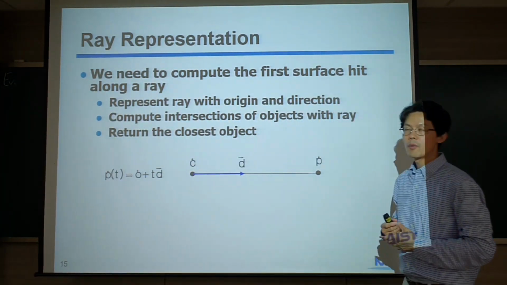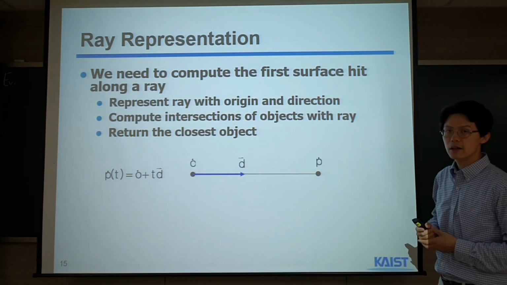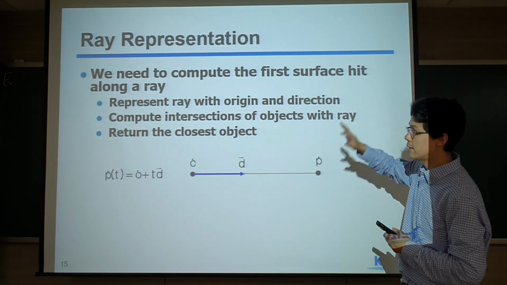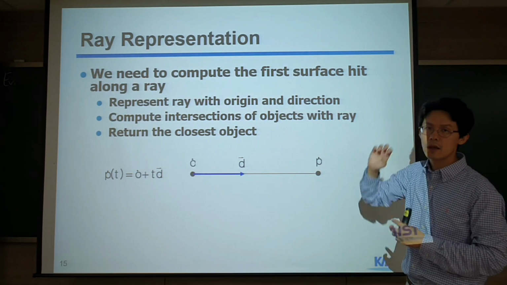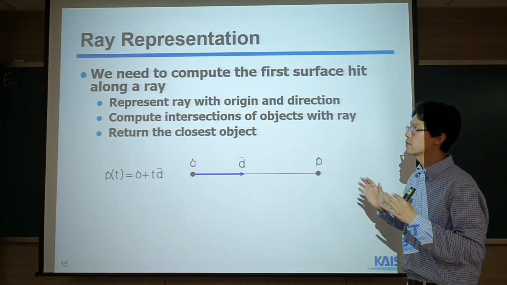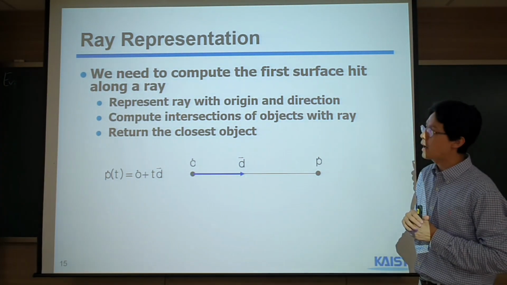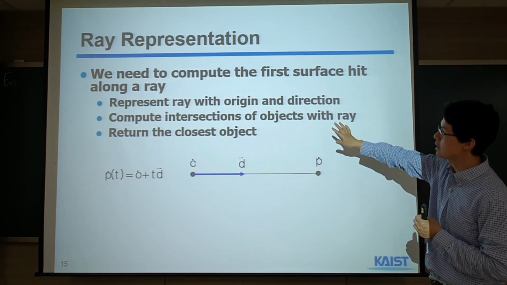So far I talked about the overall algorithm of ray tracing. Now I'd like to talk about the more low-level details here. First of all, you can see that to perform ray tracing, we use rays a lot. So I'd like to talk about ray representation.